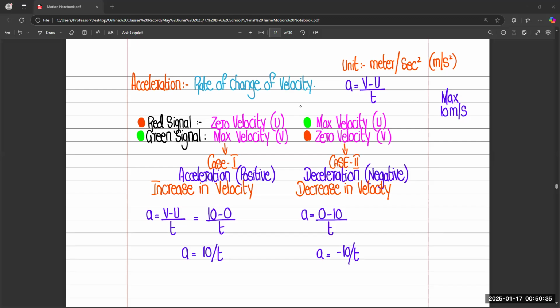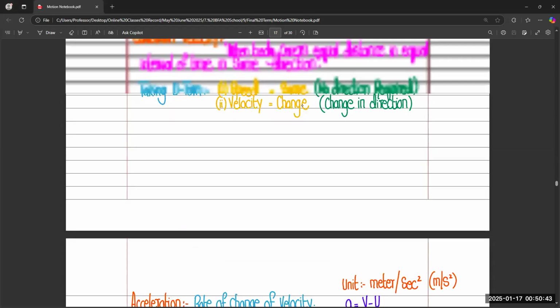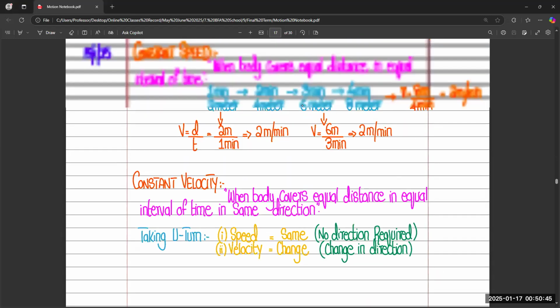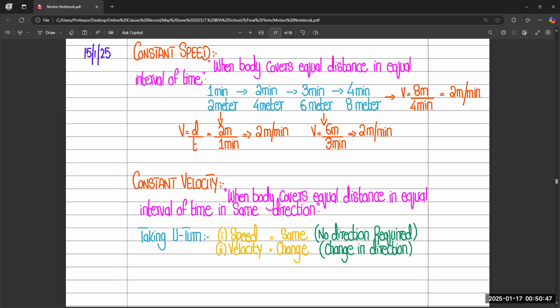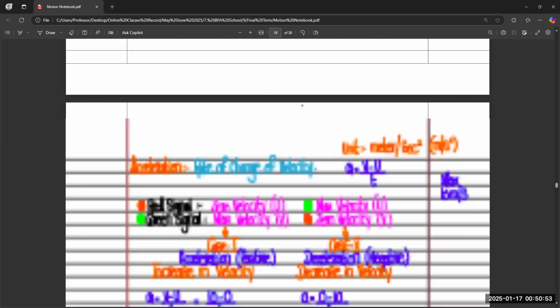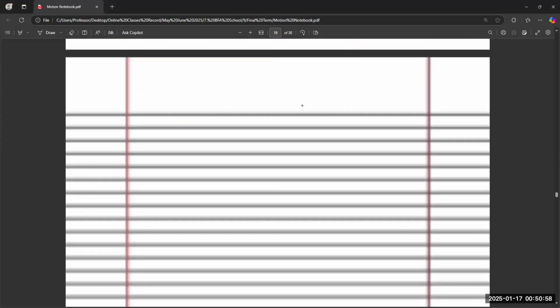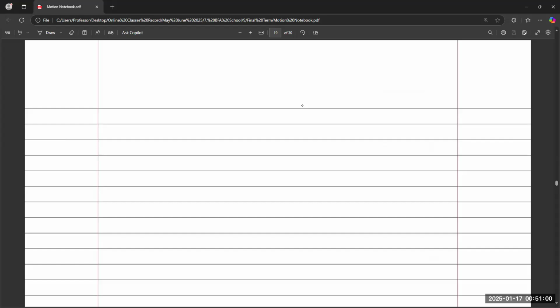Okay. In the motion chapter, we already discussed different quantities: velocity, acceleration, constant speed, variable speed, distance, displacement, time. All these quantities, we know their formula, their SI unit, and we also practiced some questions last time related to distance, displacement, speed, and acceleration. We will further practice more questions.